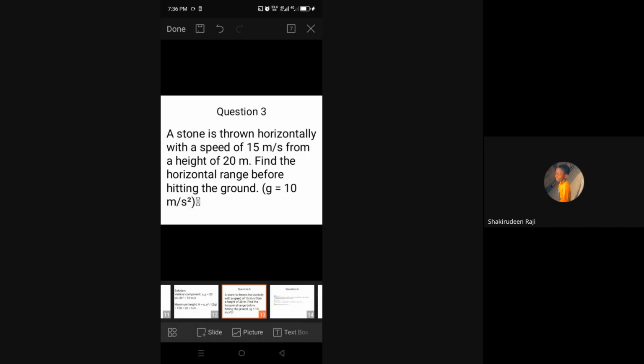A stone is thrown horizontally with a speed of 15 meters per second from a height of 20 meters. They are giving you height, they are giving you speed. Find the horizontal range before hitting the ground. That is the horizontal distance. Range is the same thing as horizontal distance. That is distance on the ground.